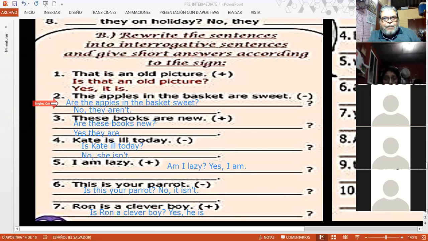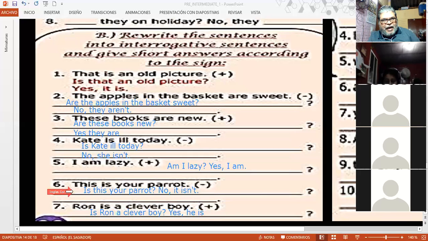Repeat, please. Are the apples in the basket sweet? No, they aren't. Are these books new? Yes, they are. Is Kate ill today? No, she isn't. Am I lazy? Yes, I am.